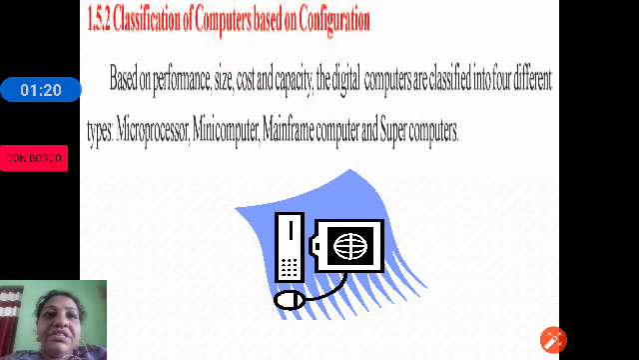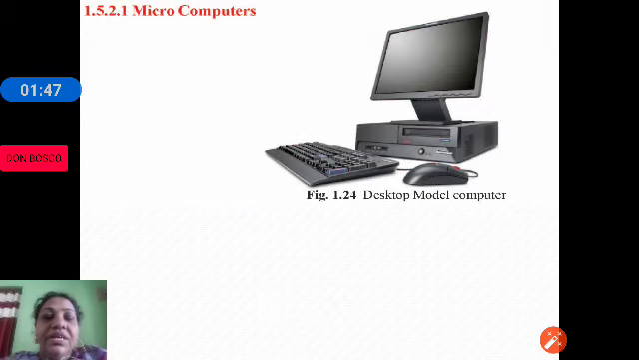So the classification of computers is based on different categories. It is based on size, cost and capacity. Digital computers are classified based on this into 4 categories: microprocessors or microcomputers, mini computers, mainframe computers and supercomputers. Let us start with microcomputer.